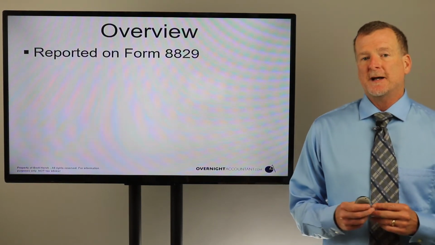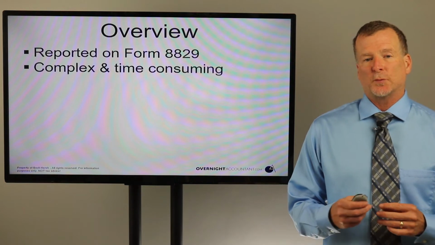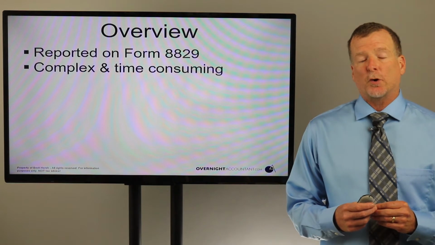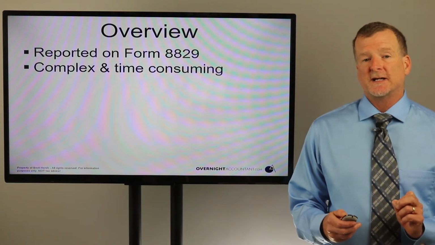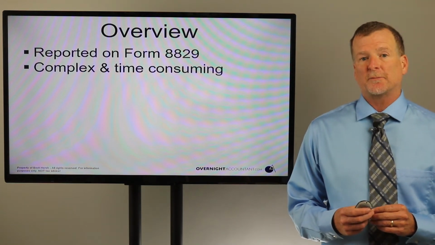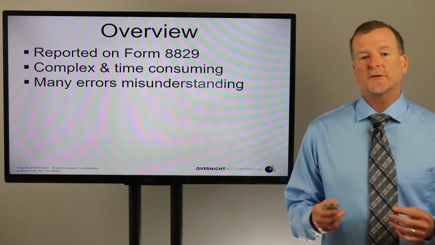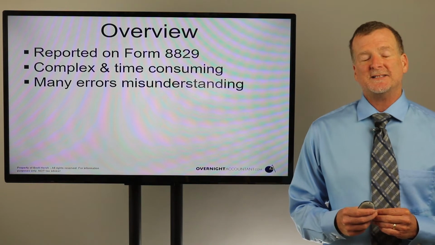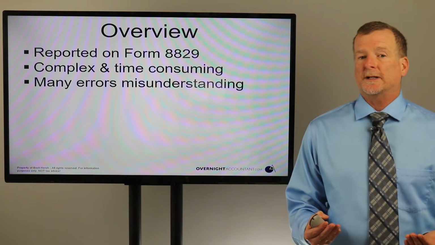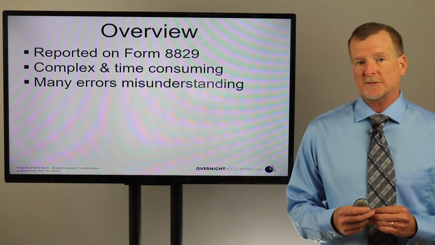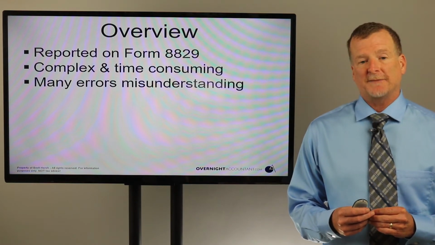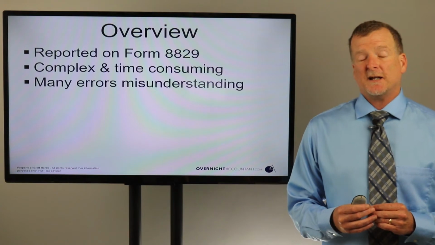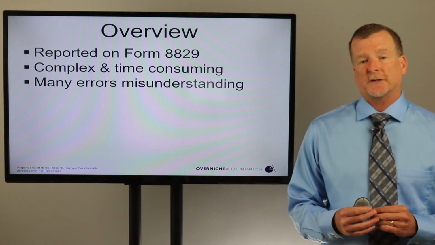As I just mentioned, a home office deduction is reported on Form 8829, which we'll show you in just a moment. Deducting actual expenses of your home office, however, can be very complex, and it can also be time-consuming due to the number of receipts and everything that you need to keep to prove your deduction. As a result of this complexity, there are many errors and misunderstandings with regard to Form 8829, and that's one of the reasons the Internal Revenue Service created the simplified method. It's pretty complicated, a lot of folks made mistakes on it, and it was hard to keep the records.